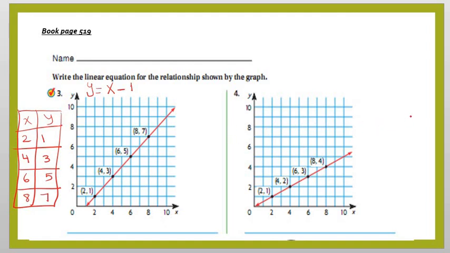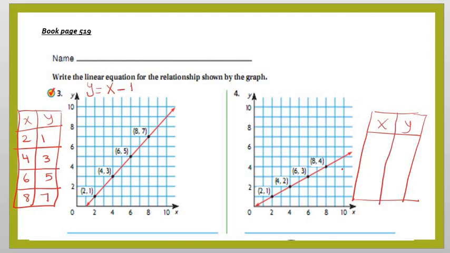Here also I have my line. I need to draw the table. I don't know the equation. I want to figure out my equation. So X and Y. What's the relation between X and Y? Okay, when you put X equals 2, Y equals 1. Okay, when X equals 4, Y equals what? 2. When X equals 6, Y equals 3. When X equals 8, Y equals 4.